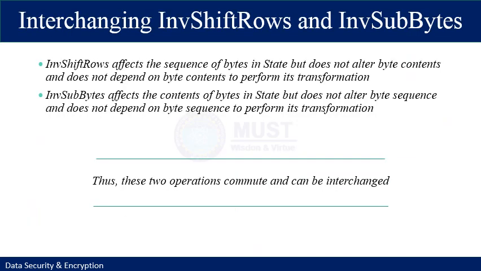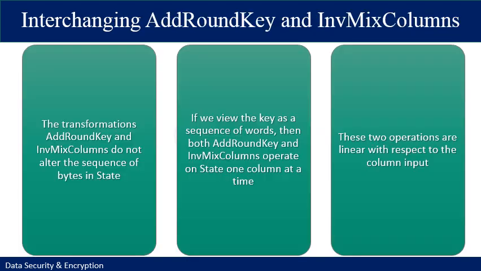Interchanging inverse shift rows and inverse sub bytes affects the sequence of bytes in the state, but does not alter the byte contents and does not depend on the byte contents to perform its transformation. Inverse sub bytes affects the contents of bytes in the state, but does not alter the sequence and does not depend on the byte sequence to perform its transformation. Therefore, these two operations commute and can be interchanged very easily.